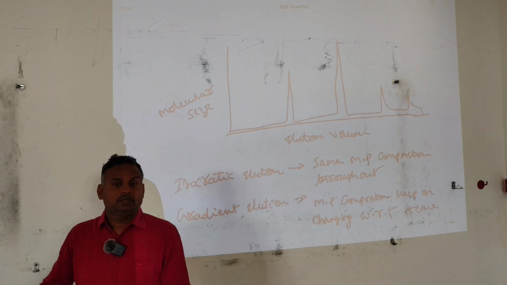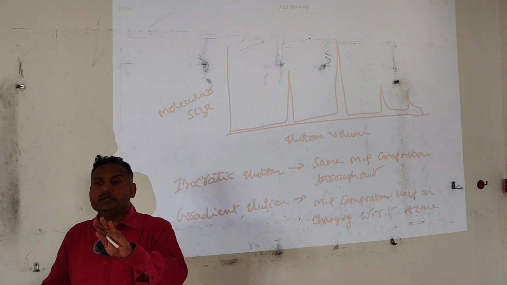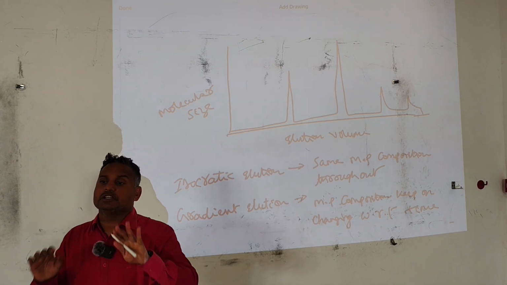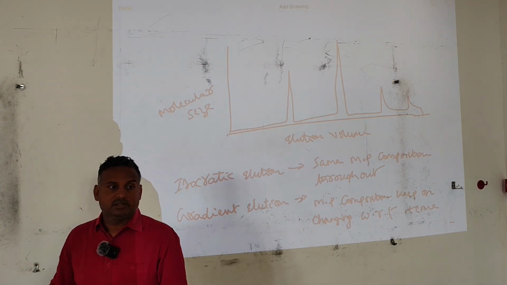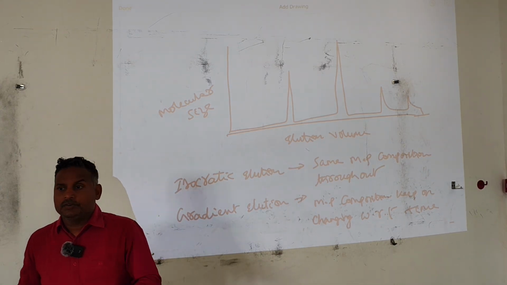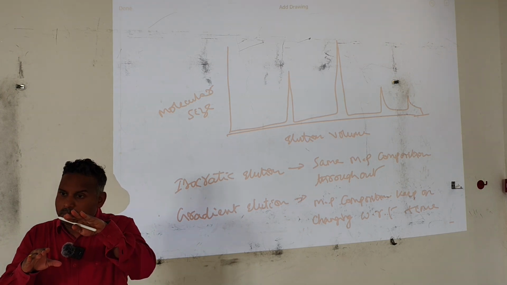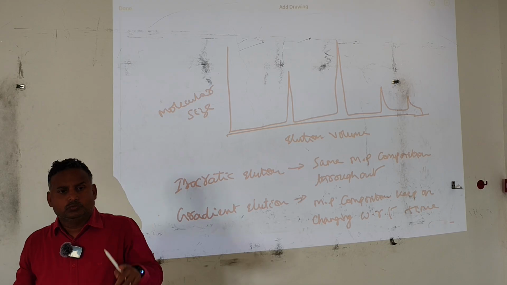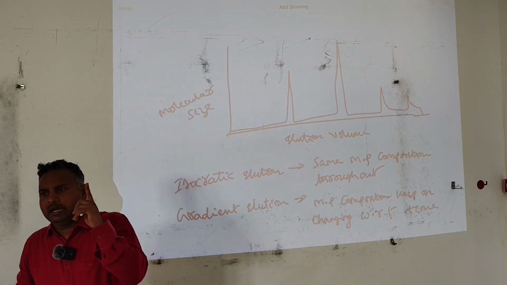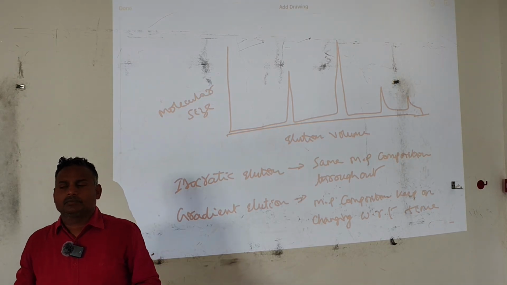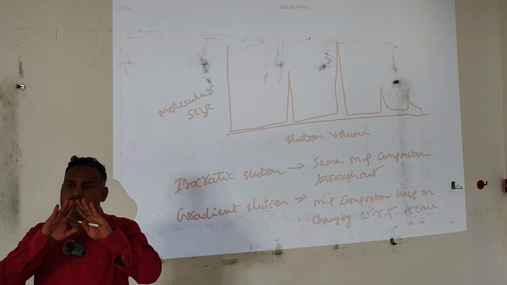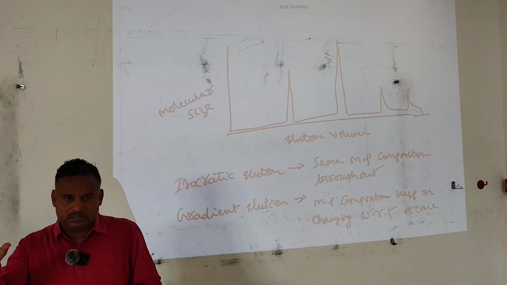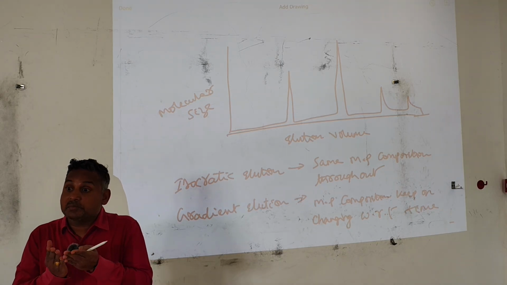For example, let us consider 50% methanol, 50% water. This is the mobile phase composition. From the beginning until the end, it will be the same, 50% methanol, 50% water. The mobile phase composition remains constant.